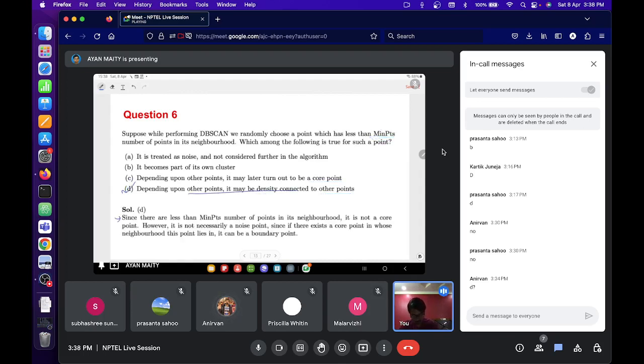The explanation is also given. Since there are fewer than MinPts points in its neighborhood, it is not a core point. However, it is not necessarily a noise point, since there may exist a core point in whose neighborhood this point lies. It can be a boundary point. So if we find there is a core point in its neighborhood, then that point becomes a boundary point. Otherwise, it might be a noise point, but never a core point, because a core point should always have more than MinPts points in its neighborhood. So option D is the correct answer.